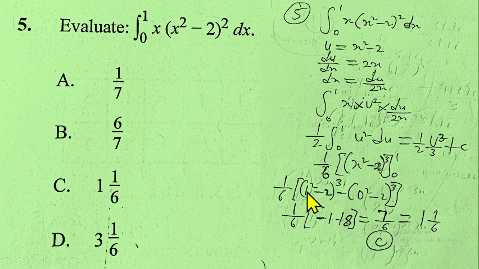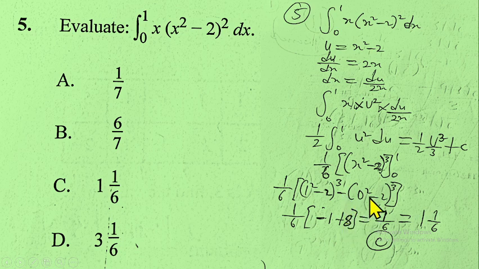You first of all put 1 here. So you have 1 over 6 into, for this one, x is 1. So you have 1 squared minus 2, close the bracket, raised to power 3, minus, you put the lower limit 0 squared minus 2 raised to power 3 also. From there, 1 squared is 1, minus 2 will give us minus 1. Then minus 1 raised to power 3 will also give us minus 1. Then minus 0 squared is 0, so you have minus 2 left. Minus 2 cubed gives us minus 8. Then minus 8 times minus here will give us plus 8.